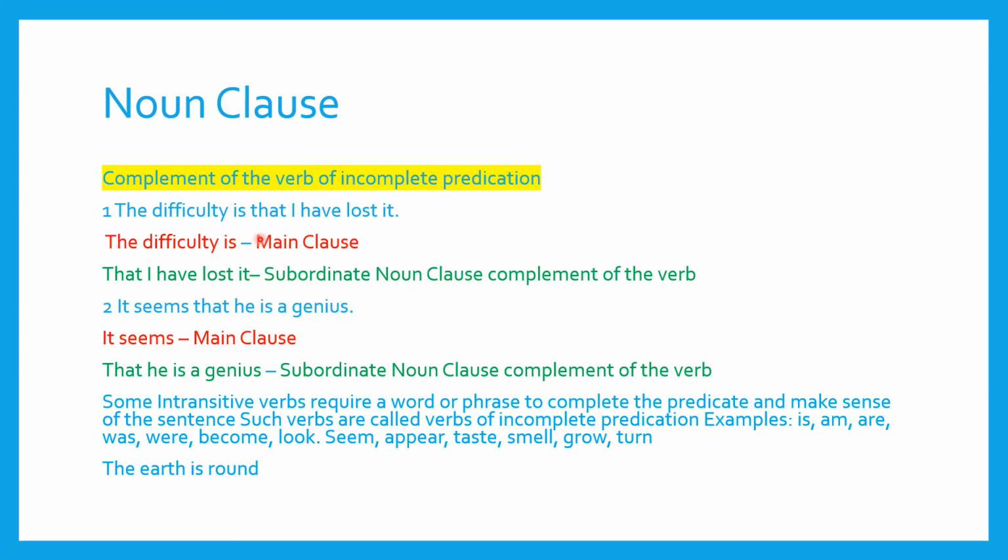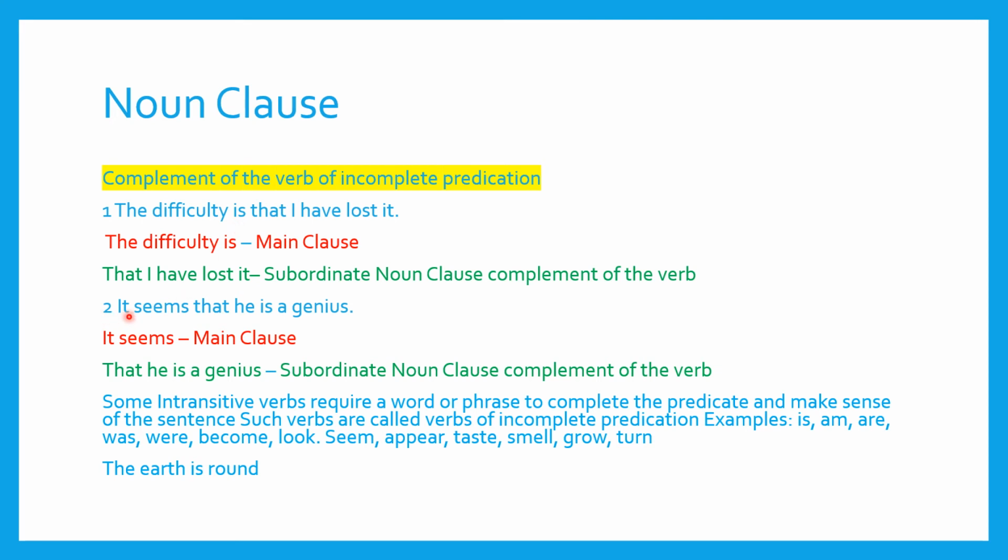Why is it a noun clause? When you ask the question what, who or whom after the verb. So here you are going to ask the question what after this verb of incomplete predication. The difficulty is what? That I have lost it. Therefore, that I have lost it is the subordinate noun clause, complement of the verb. This that I have lost it is the complement of this verb is of incomplete predication.